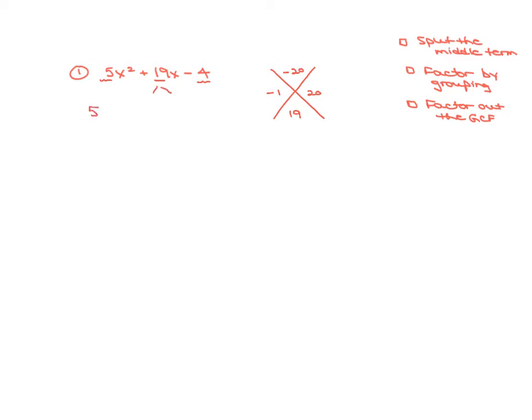I'm going to have 5x squared plus 20x minus 1x minus 4. Great, split my middle term. Next thing I want to do is factor by grouping. So I'm going to look at my first two terms, make this plus -1, and my second pair, the third and fourth terms. For my first one, the GCF is 5x, so I can factor out that GCF 5x, and I'm left with x plus 4.